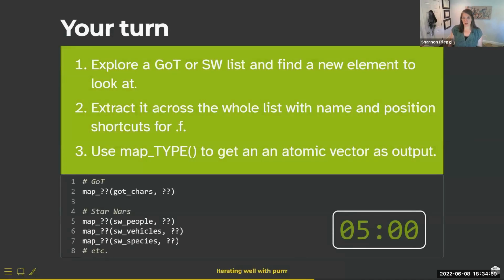So now it is your turn again. I want you to explore the Game of Thrones characters or an SW list and find some sort of new element to look at. I want you to try to extract the whole list with name or position shortcuts for .f. And I want you to try to use some sort of map variant to get a vector as an output instead of a list. So here's kind of an outline of what you might look at. Again, what variant are you using and what is the named thing that you are extracting, and see what progress you can make.